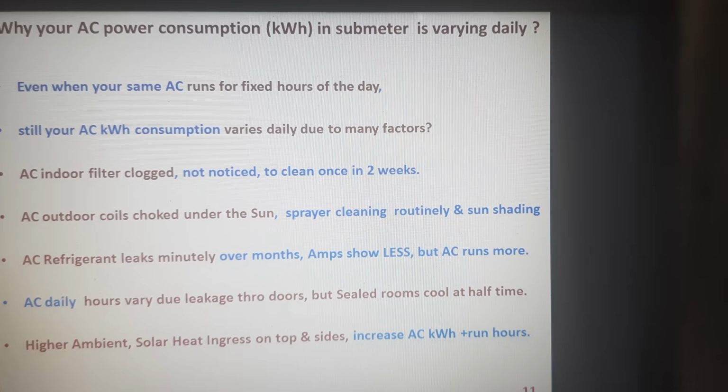AC refrigerant leaks minutely happen in between the indoor and outdoor. The amps may show less, but the running hours of the AC compressor will be more. So the AC daily running hours vary due to the leakage through the doors and even the sealed door. When you are having a sealed room, the AC gets cooling in half the time than a room which is having more leakage. So, higher ambient and solar ingress on the top and sides of your room increases the AC kWh, the power, as well as the run hours.